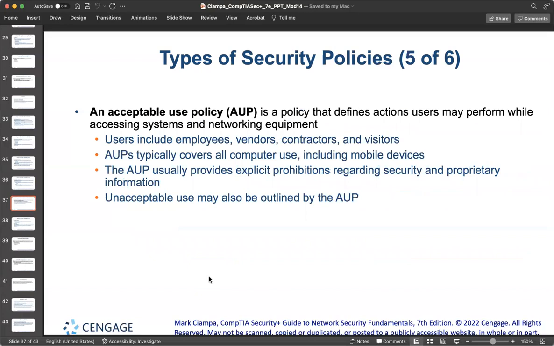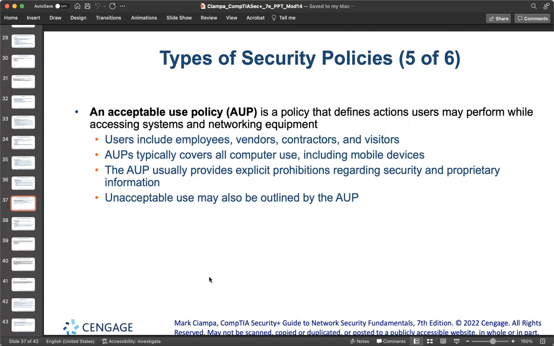Also, we do have the acceptable use policy, which is a policy that defines actions users may perform while accessing systems and network equipment. What can they do with the company phone? What can they install? Actually, some of those can be enforced through technology. Like if you're giving employees an iPhone, you can enforce no installation of apps besides certain apps that you want to be installed on that iPhone, right?